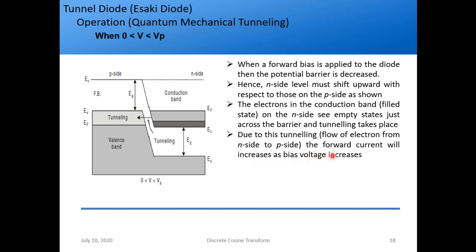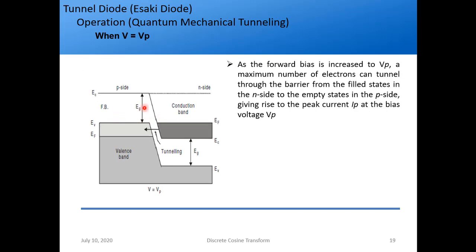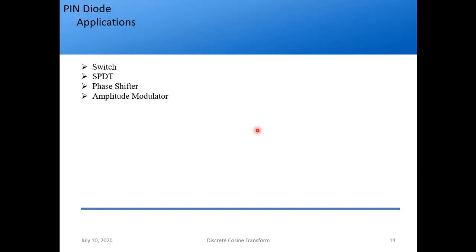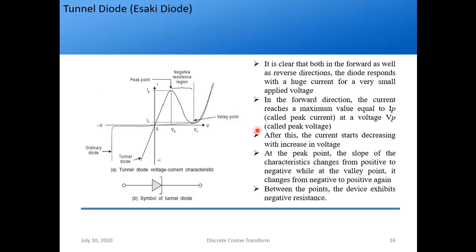So what will happen when V equal to Vp? This entire state will be dark gray, that is, occupied by electrons, so entire tunneling can happen here. This is the peak which can happen. So this gives rise to the peak current at the bias voltage Vp, which is again shown here. At peak voltage we have the peak value.